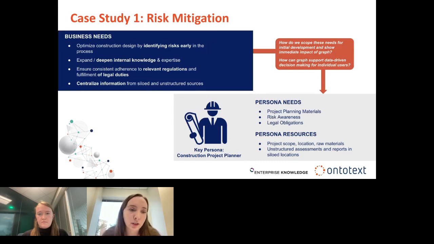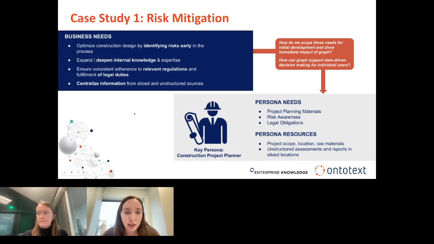So they would have to sift through these thousands of documents in siloed locations, unstructured assessments. Some were handwritten, some were scanned PDFs, some were in structured tabular format, but it was all very difficult to sift through. This really prevented them from being able to quickly and easily find information to make these decisions in terms of what things they needed to consider when planning for their construction site blueprints, and it was difficult to have a full awareness of the potential risks and the legal obligations and regulations that they needed to adhere to as well.